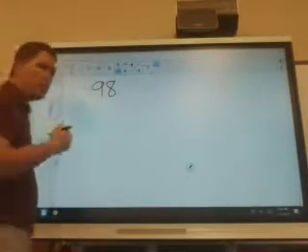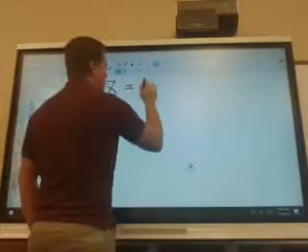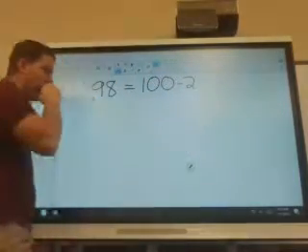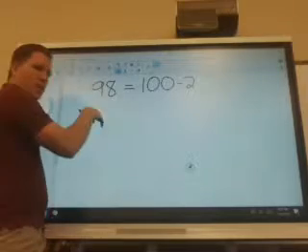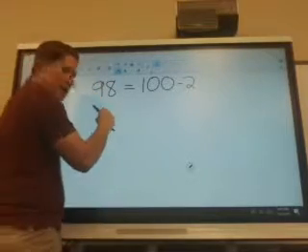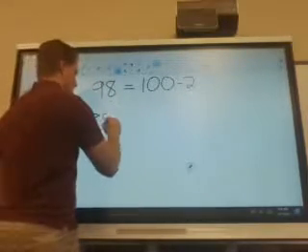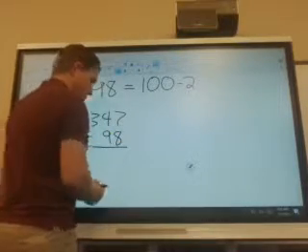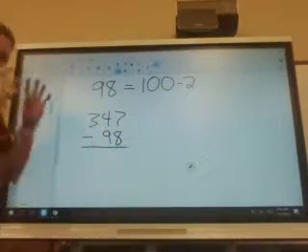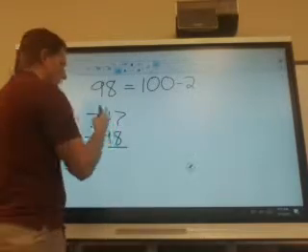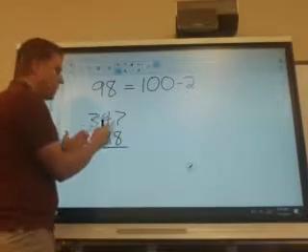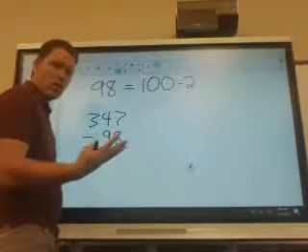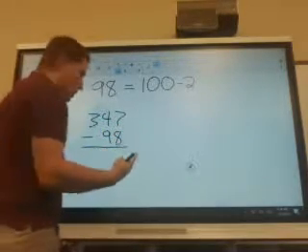98, in my mind, a lot of times I think about it as 100 minus 2, okay? Because then whenever I'm doing something with 98 in it, so I've got 347 minus 98, okay? Now, if I actually do this process as it's written, 7 minus 8, I've got to start borrowing. There's borrowing all over the place that I've got to do, okay?